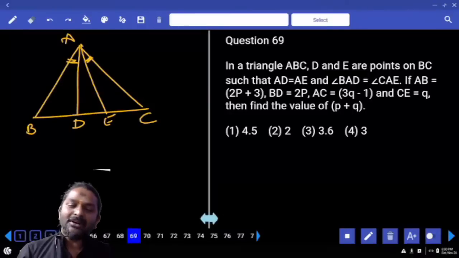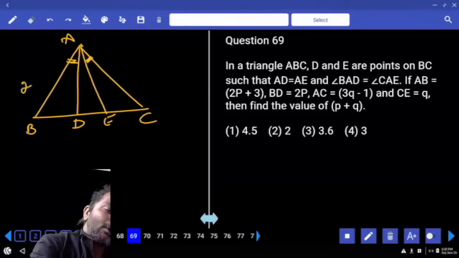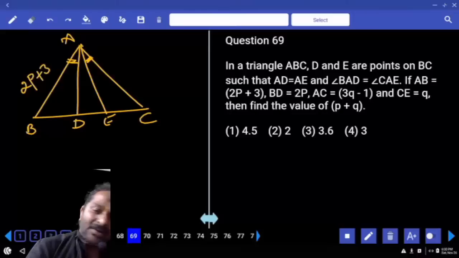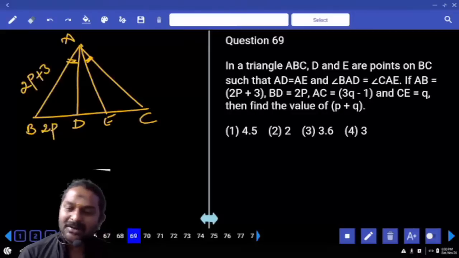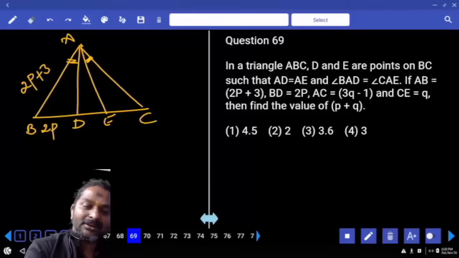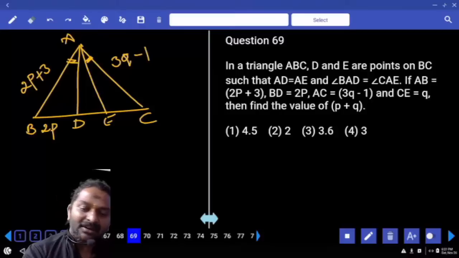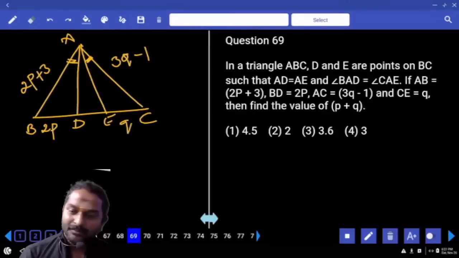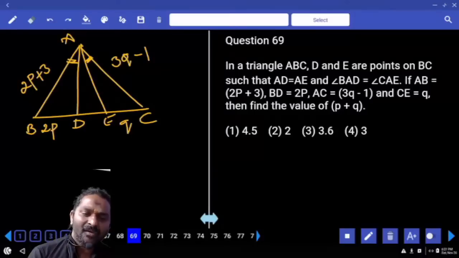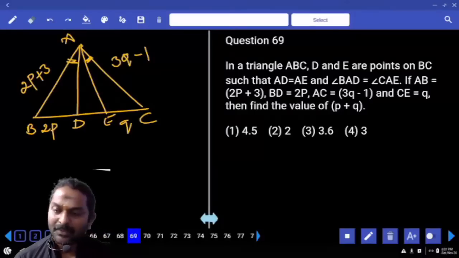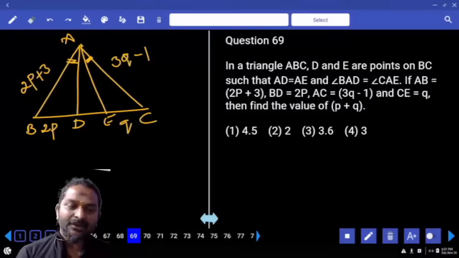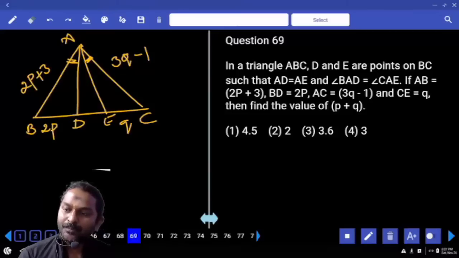Next. If AB is equal to 2P plus 3, BD is equal to 2P, AC is equal to 3Q minus 1, CE is equal to Q. Now we were asked to calculate P plus Q.